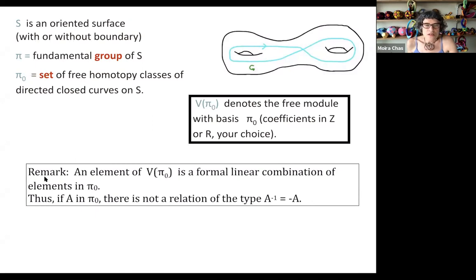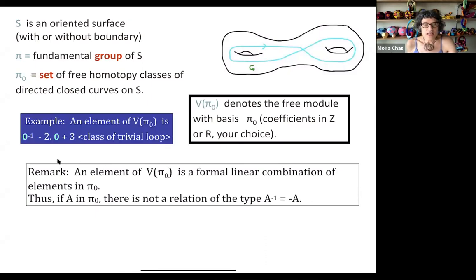So for instance, if you have two elements, A and the same curve with the opposite direction, this is not an identity that we have. These are just formal elements. And in the same way, the trivial loop is just another element of my basis. These are just like subindices. You can think of them as elements of your basis.